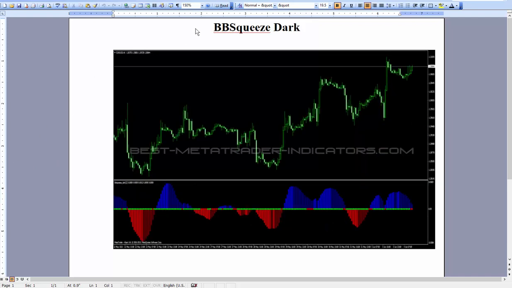Moving on to the B squeeze dark indicator. This one I'm quite interested in. I'm going to run a check on it. You get your signals down here at the bottom: selling is red, and blue is buying.